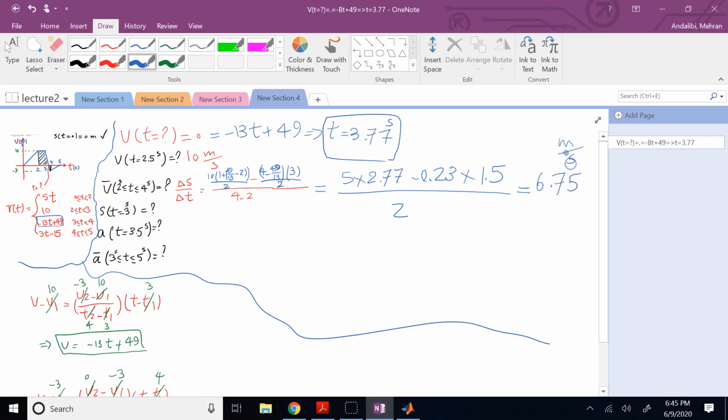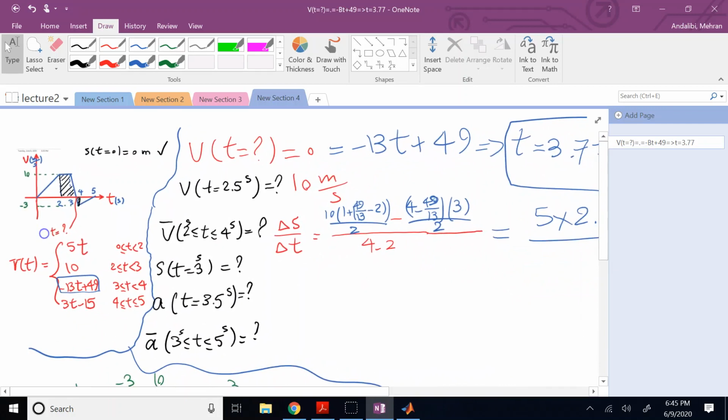meters per second. Don't forget the units, please. Always write the units. So you see clearly the average velocity is different than instantaneous velocity. An average velocity from a VT graph, although it's a VT graph, takes a lot more work than an instantaneous one because you cannot read it directly off the chart.